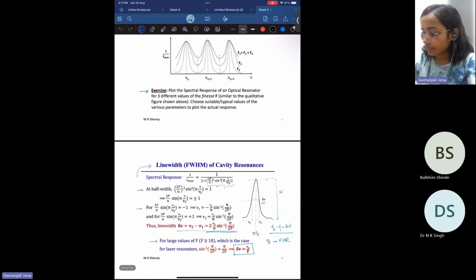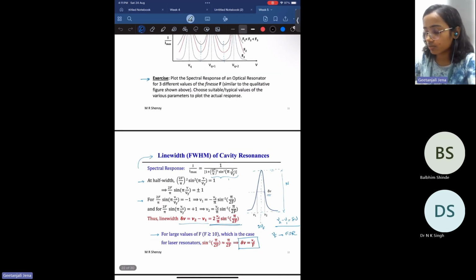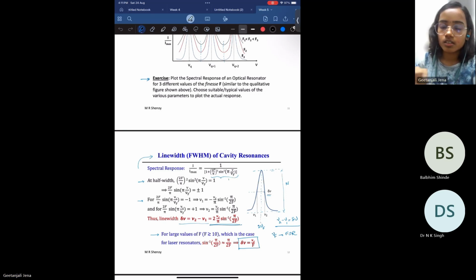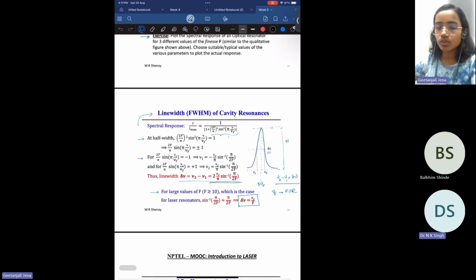Otherwise, if not, then in the question also they will mention not to use the approximate formula. A hint will be given in the question. But in a normal situation, we can use the approximated formula.